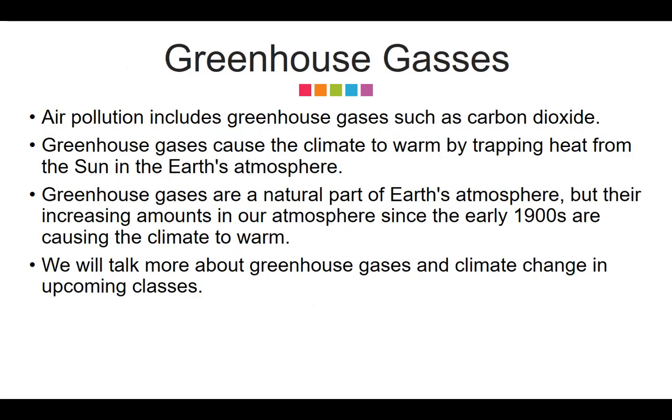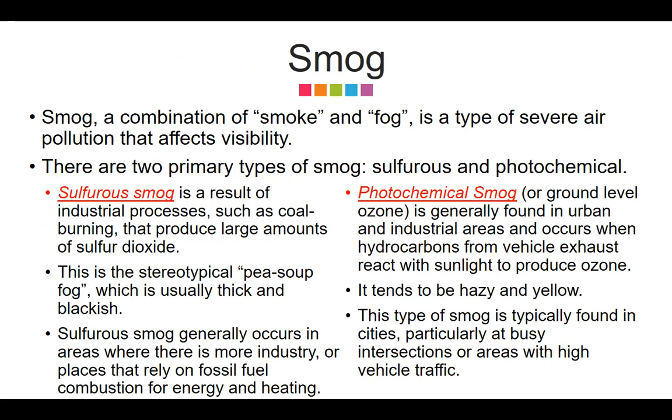Air pollution includes greenhouse gases like carbon dioxide, and they can warm the climate, trapping the heat of the sun. Greenhouse gases are a natural part of the atmosphere, but their amounts in our atmosphere have gone up dramatically since the early 1900s, causing our climate to warm at a faster rate than it naturally would because of the human contribution. We'll talk more about greenhouse gases and climate change in upcoming classes, which leads us to this concept of smog. So most of you have heard this before, and you usually think about LA.